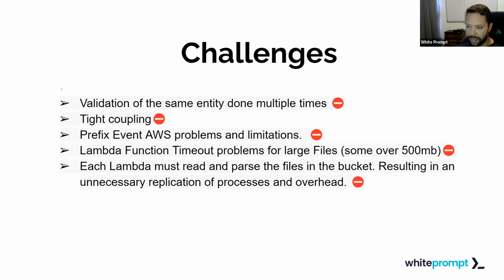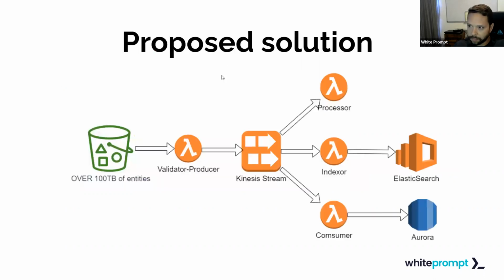Anyways, we had lambda function timeout problems for very large files. Some of these files were over 500 megabytes, and lambdas just timed out. We had to validate, parse, and then save, or ingest, or index. This was due to a lot of replication of processes, overhead, not to mention the cloud costs we were encountering. This was the proposed solution.